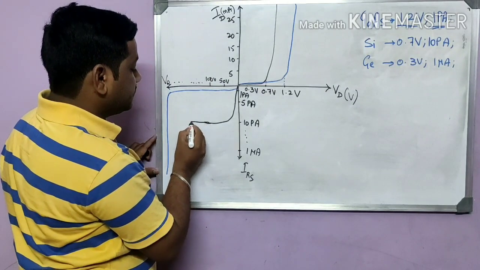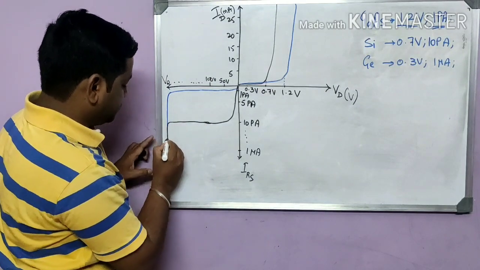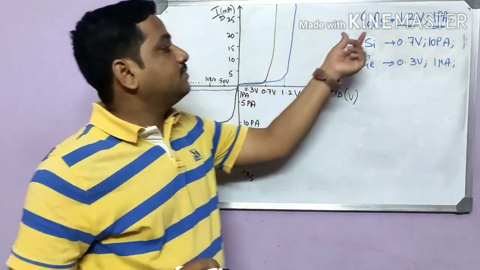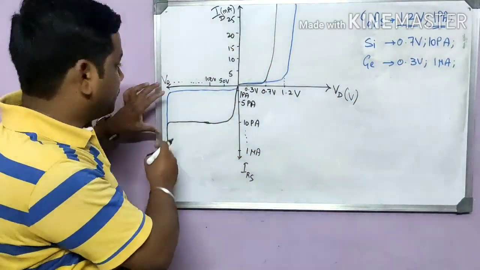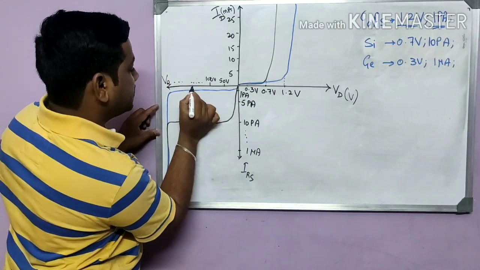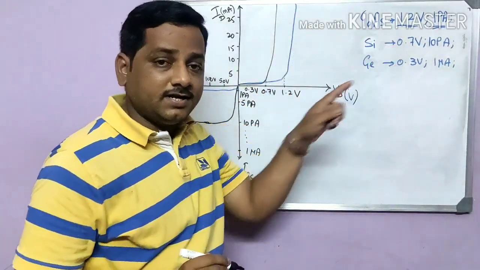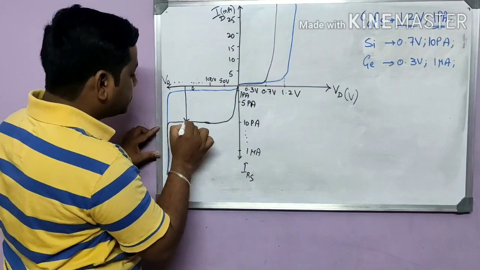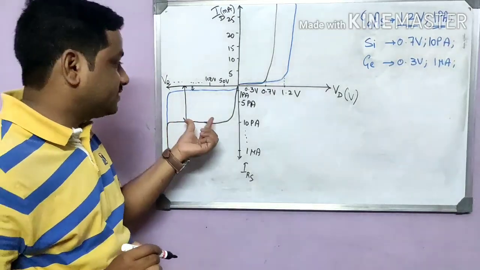Right. So it will reach up to, I can plot it like this only, because both gallium arsenide and silicon have the same maximum breakdown voltage, but the currents are different. See, this is the current we get if we use gallium arsenide, but this is the current we get in a silicon diode in the reverse direction.